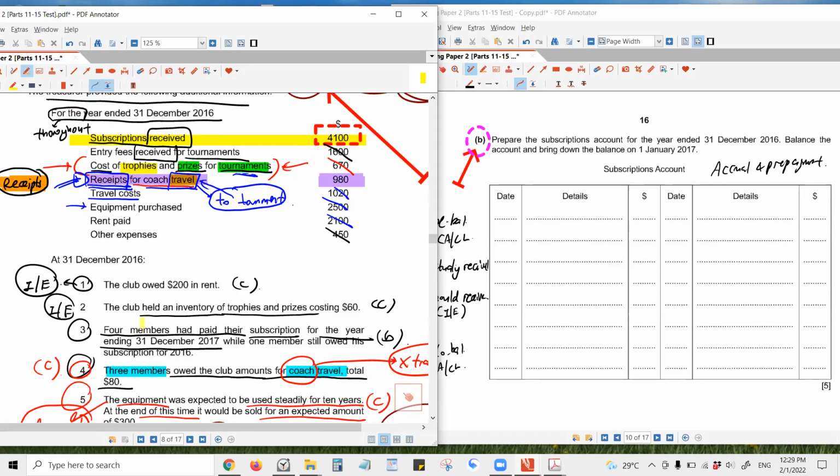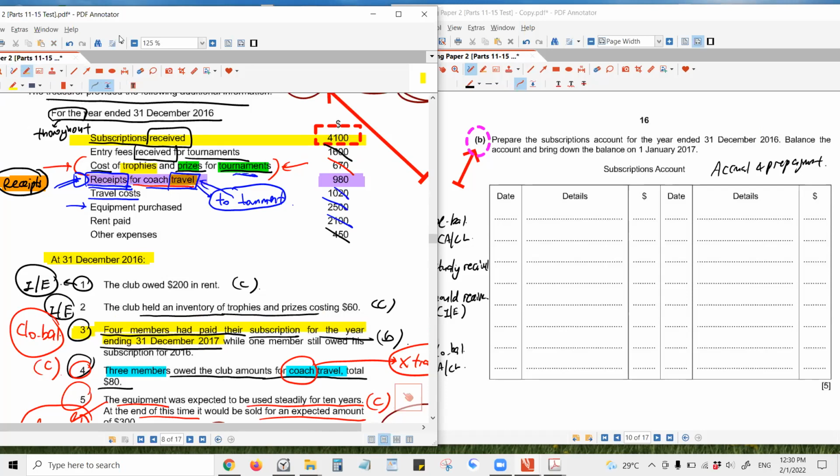Then info number 3, all this information is at the year end, because of this term at 31st December 2016. So info number 3 here tells you the closing balances. It says that at the year end, 4 members had paid their subscription for the year ended 31st December 2017, which is next year. These 4 members are very rich. They even pay for the following year subscription.